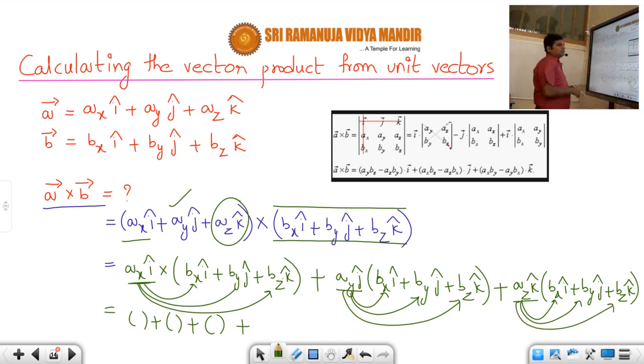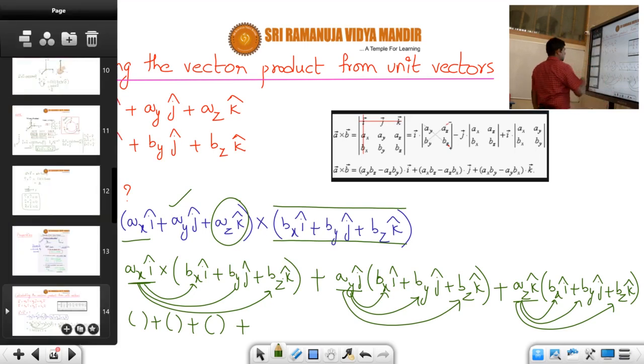So this is the standard procedure, students, which will take a lot of time and also so many steps. Instead of that there is one shortcut to find out this A bar cross B bar, students. So now let us see how to calculate that A bar cross B bar, students.